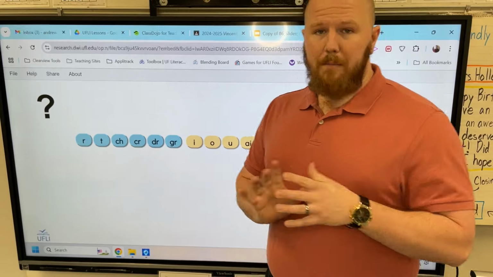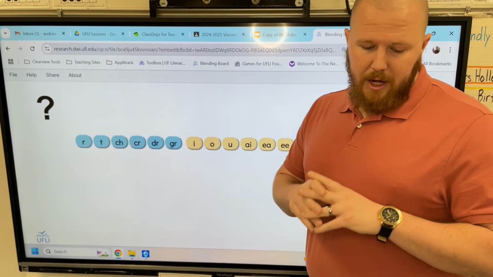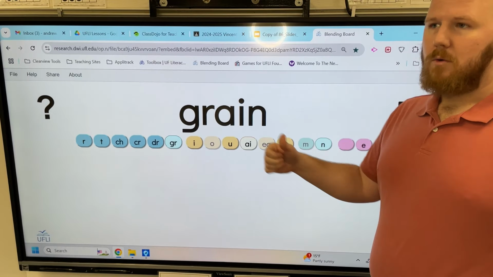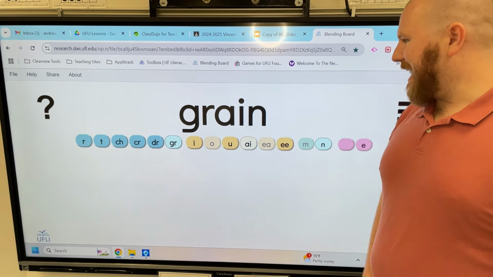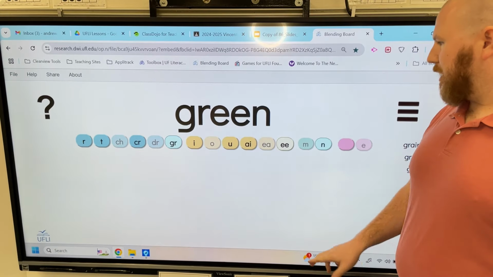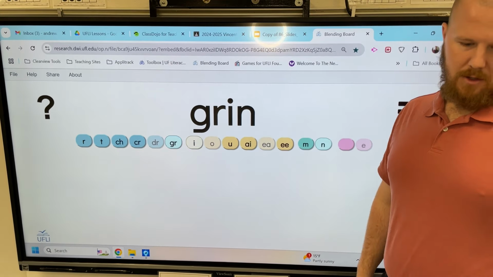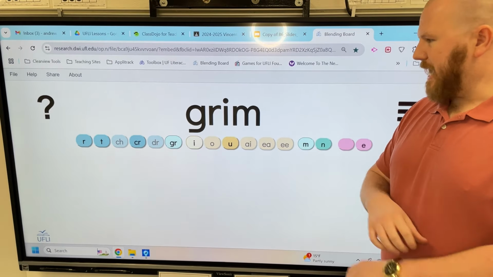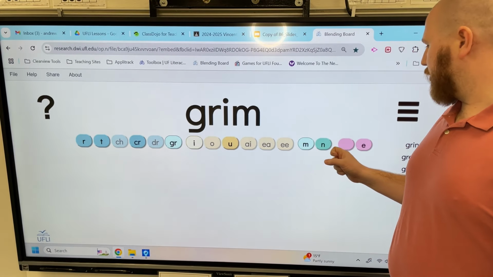All right, so for our blending drill, we're going to start out, and you guys are going to simply read the words I'm spelling. What does that say? Grain. How about this? Green. What about this? How about grim? Very good. Things are looking grim. What about this?